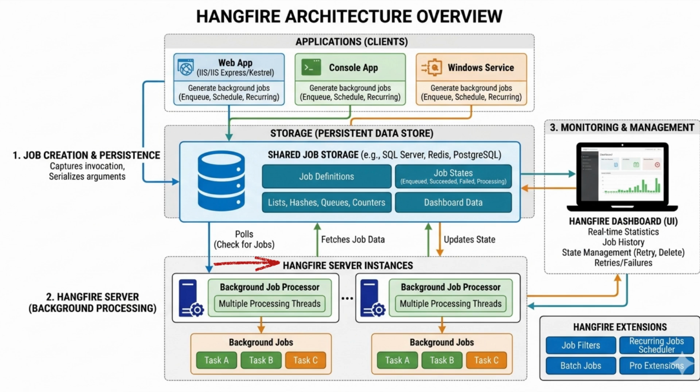Second, we have execution. When it finds a job, it deserializes the method call and executes it using its own worker thread. Third is state updates. After execution, the server updates the job state in the storage to succeeded. If a job fails, the server moves it to the failed state and automatically schedules a retry based on a predefined backoff policy.